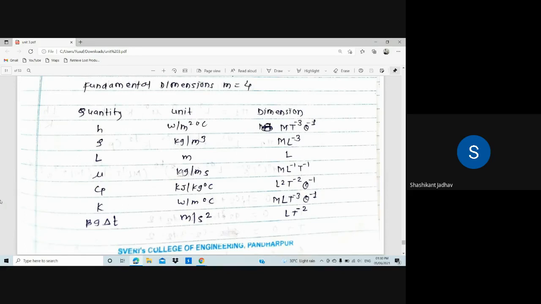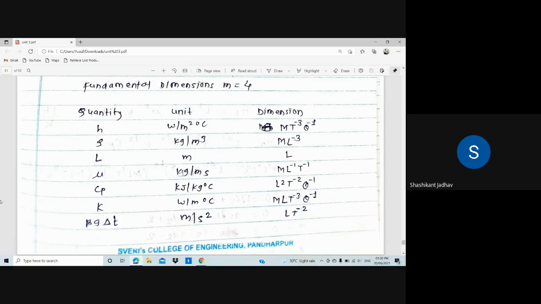So for each quantity you have to write down the unit. What is the unit of h? That is watt per meter square degree Celsius. Rho, kg per meter cube. L is in meter. Dynamic viscosity, kg per meter second. Cp, kilojoule per kg degree Celsius. Then thermal conductivity, watt per meter degree Celsius. Beta g delta T, that product has unit meter per second square. So write down the dimension of each quantity.